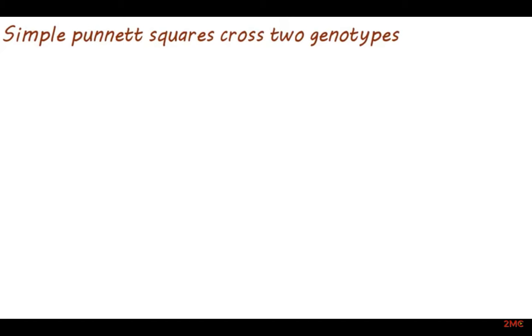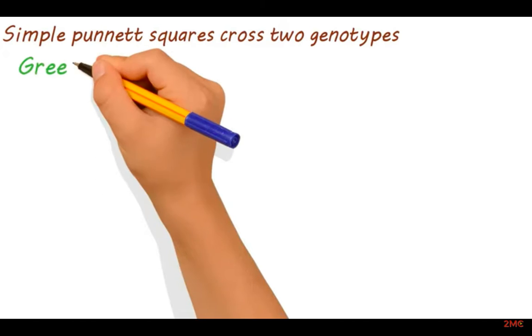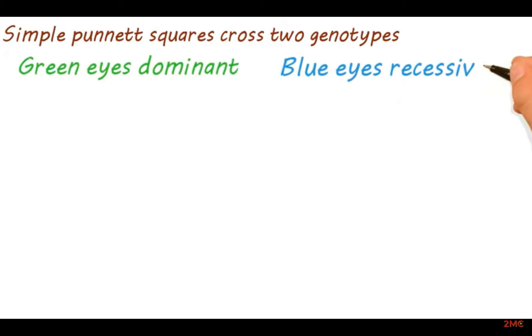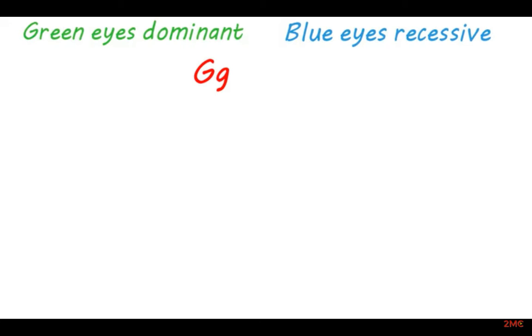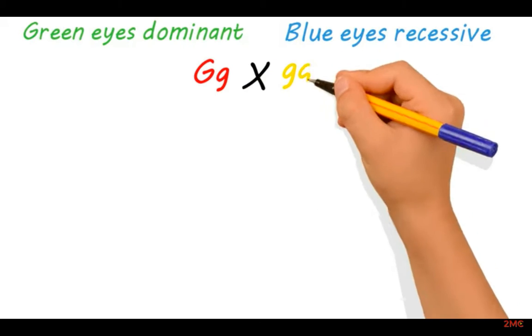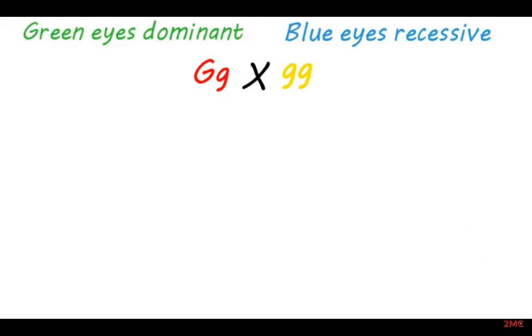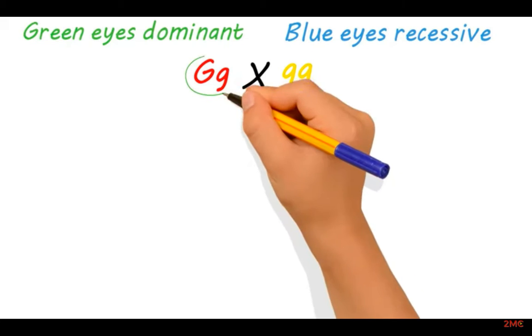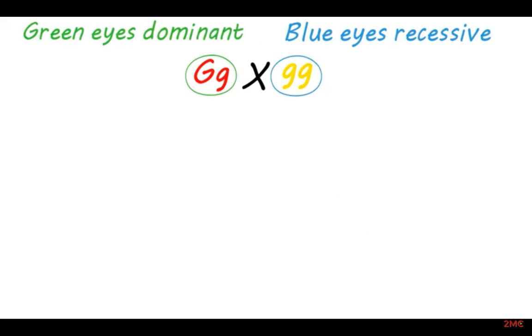Let's look at an example of a genetic cross for eye color. Green eyes being dominant and blue eyes being recessive. We'll use big G, little g for the maternal genotype and little g, little g for the paternal. So this is our cross. The mother has green eyes and the father has blue eyes. And we want to see the probability that their offspring will have either green or blue eyes.